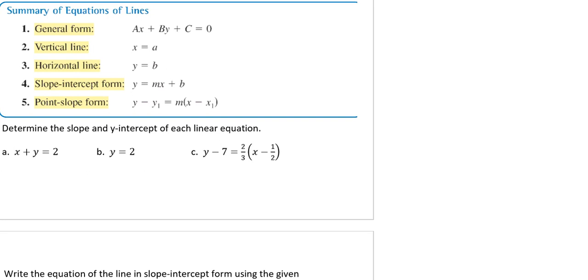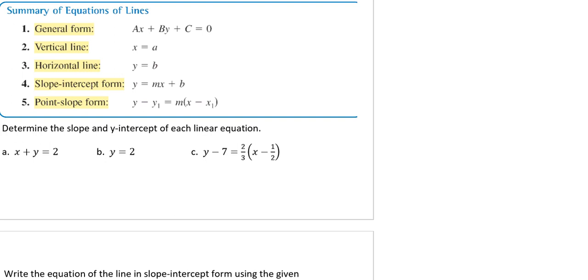In this video, we're going to go over how to determine the slope and the y-intercept from a linear equation, and then we're also going to write the equation of a line in slope-intercept form, doing a few examples. So let's first go through a summary of the equations of lines.